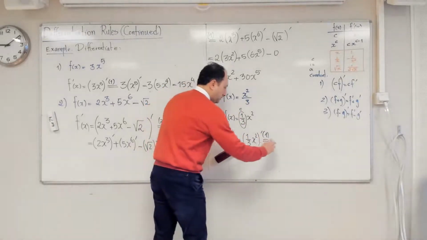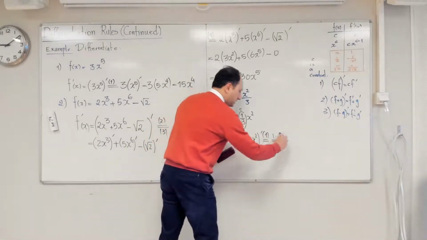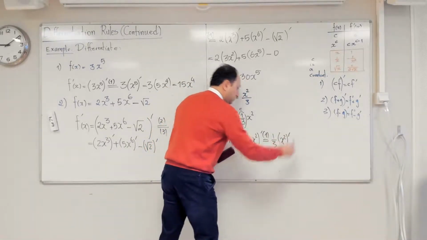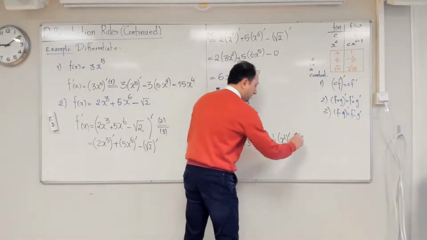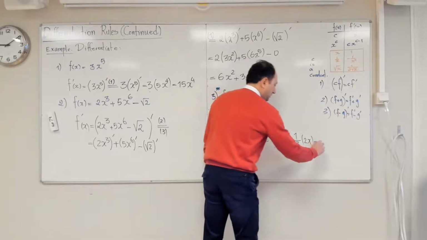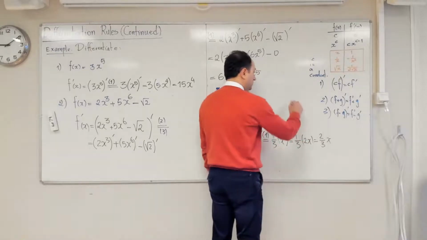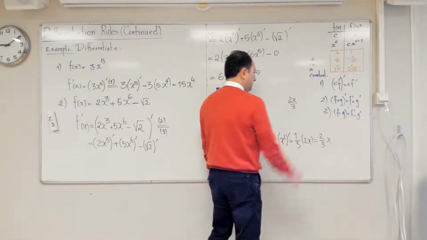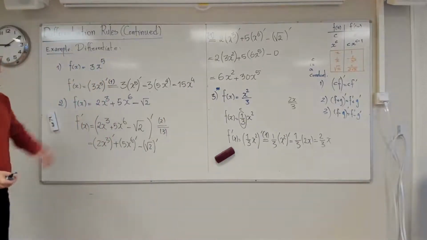I take 1 over 3 out because that's a multiplicative constant, and I just concentrate on taking the derivative of this. But what is the derivative of x squared? 2x. But nobody writes it in that ugly way. People write it as 2/3 x, or if you want, you can write 2x divided by 3. It doesn't matter. I prefer that one, okay? So that is the derivative.